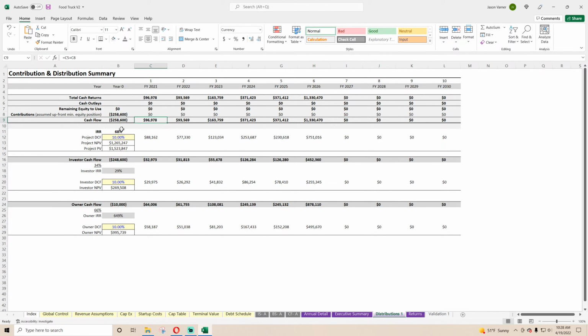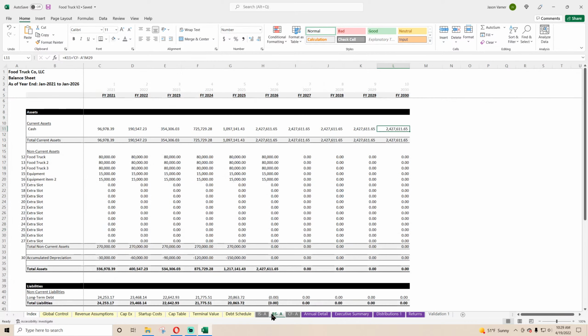And then here's the cash flow. So here's our project internal rate of return, discount rate. Here's the net present value. And then based on the cap table, owners, contributions, investors, contributions, and resulting net present value for each of those. Make sure this matches. So 2169, that looks right.